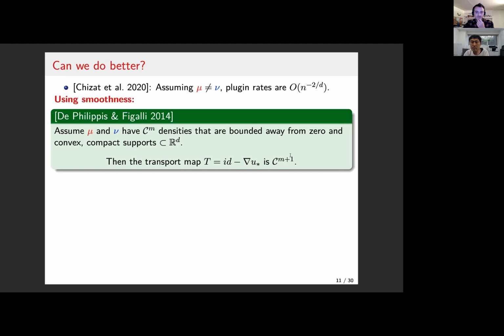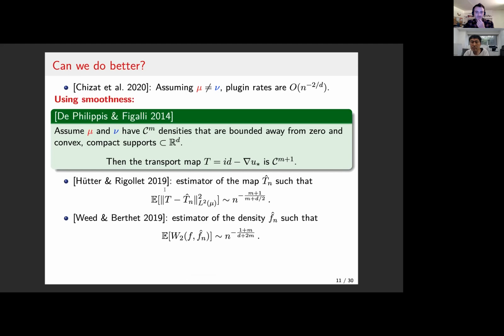And so there have been works in the statistical community to try to derive the minimax estimation rates of optimal transport under those smoothness assumptions. For instance, Hütter and Rigollet have shown that if the densities are C^m, then you could estimate the map at this rate, which depends on the smoothness, and which you can see goes to n to the minus 1 when the smoothness becomes infinite. And Weed and Berthet have also shown similar rates for density estimators that go to n to the minus 1 over 2, so square root of n, when the smoothness goes to infinity. So compared to the plugin rates that are exponentially dependent on the dimension, those rates are fairly efficient.